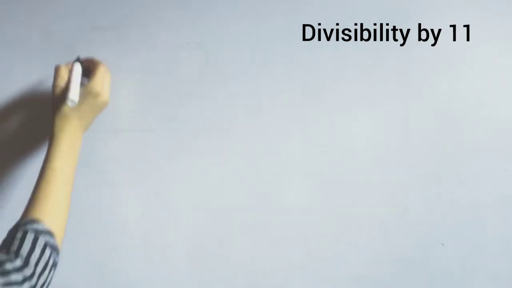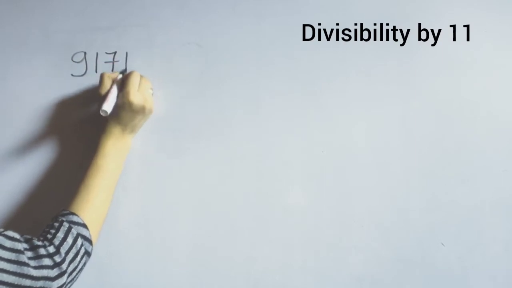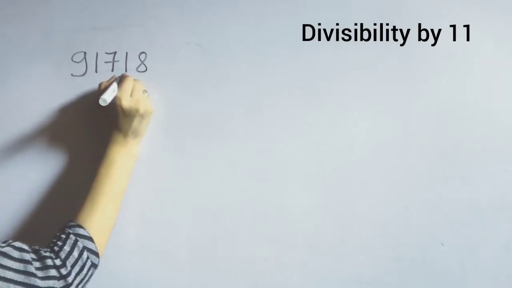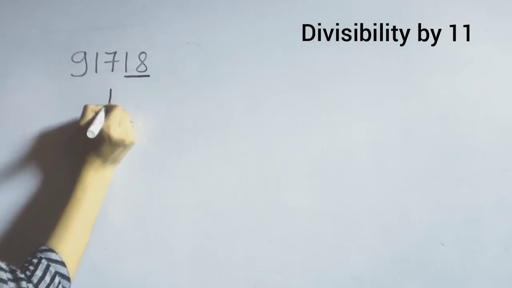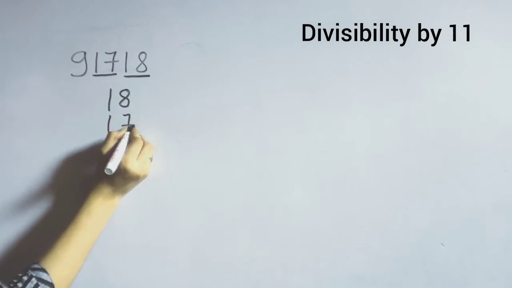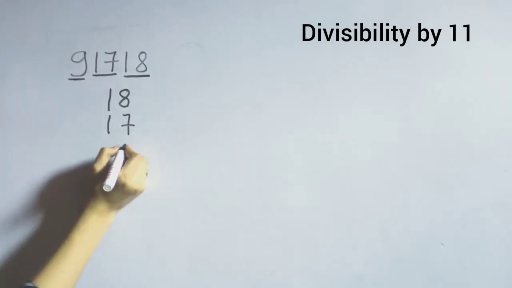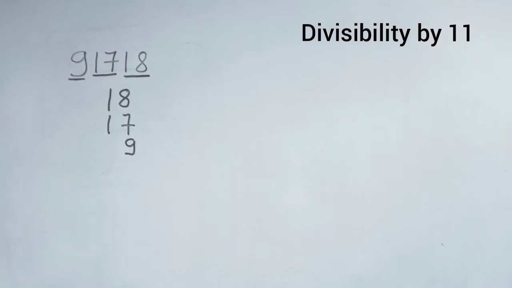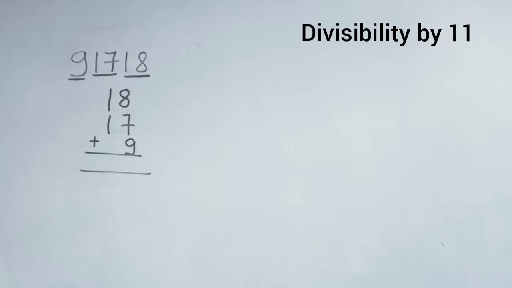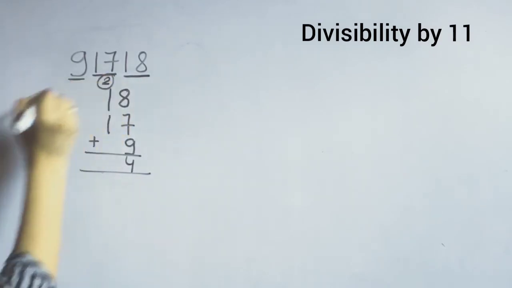No. So we can say that 1234 is not divisible by 11. Let's take another example. Here you have 91718 and you have to find out whether it is divisible by 11 or not. Again we will do the same. Last two digits 18, then 17, and here you will get only one digit. So you will put it in the ones place. Then add them. 8, 7, 15 and 15 plus 9, 24. Here is 4 and 2 will be carried over.